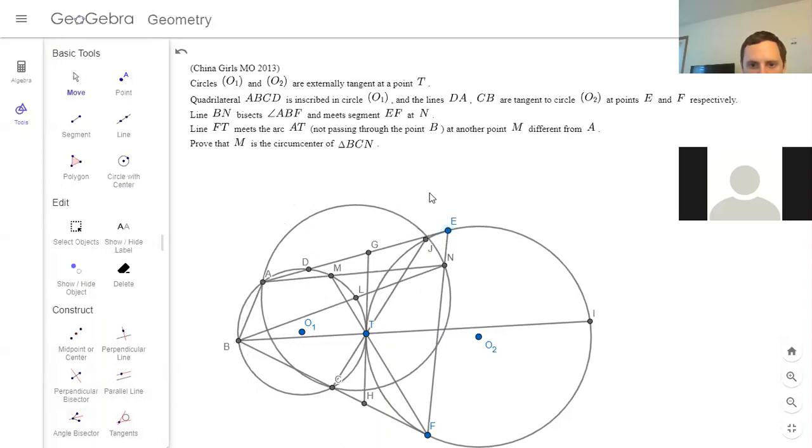So L looks like the circumcenter of A and C. So we know LA is equal to LC. So N would be the excenter. Wait, why would that be true? Oh, because this is the midpoint of arc. Yeah, so N is the excenter of triangle ABC. Yeah, interesting. N is the excenter of ABC.